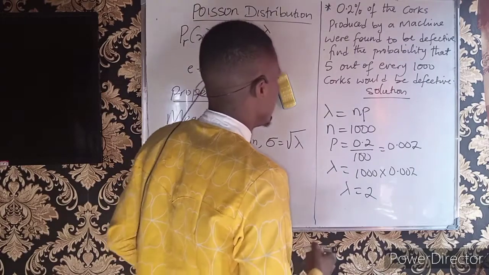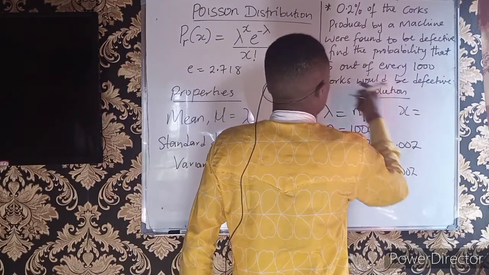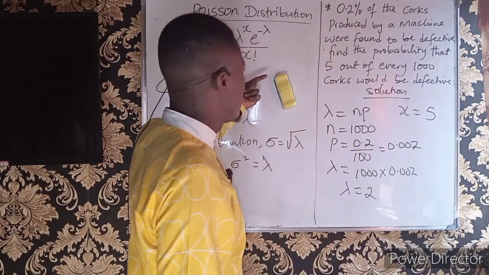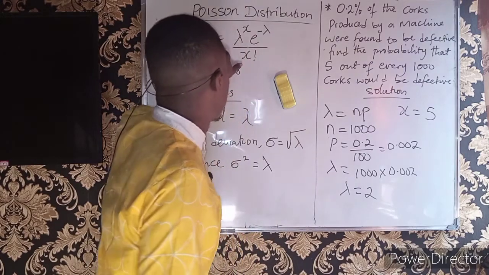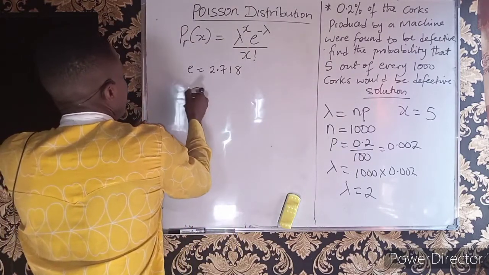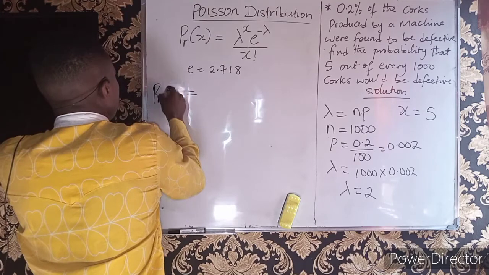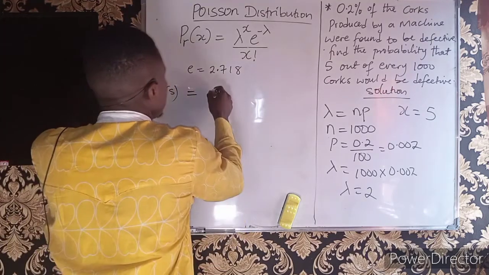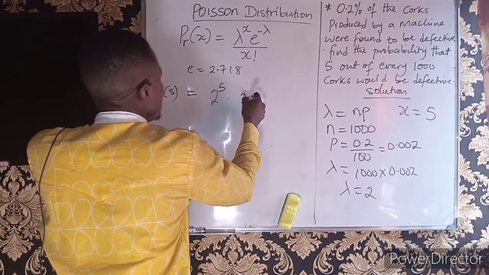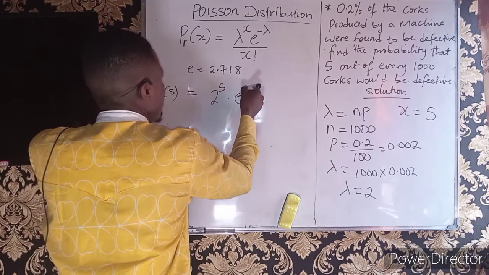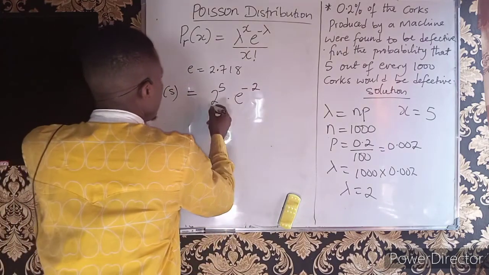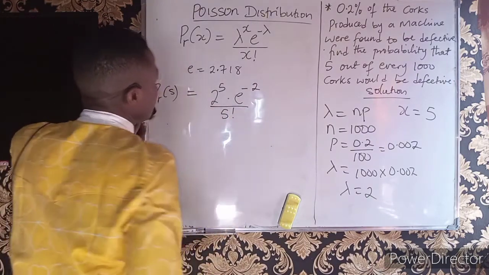Now we've got the lambda. Remember that our x is just 5, the sample we are testing. So this is what we are going to plug into this function here to get the required probability. The required probability P(5) will give us lambda, which is 2, to the power of 5 times e to the negative lambda again, which is 2, all over 5 factorial.